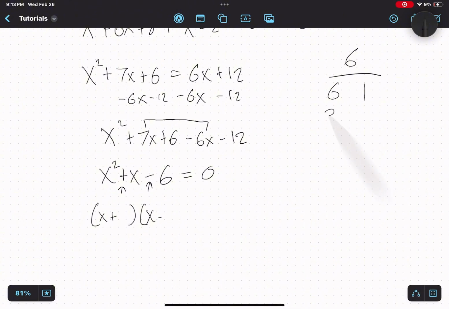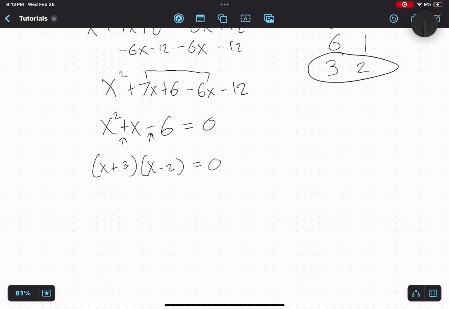So let's see. 6 and 1 multiplies to 6. It does not add to 1 or subtract to 1. 3 and 2 multiplies to 6, subtracts to 1. And the biggest factor gets the plus. So 3 will get the plus, and 2 will get the minus. So we will have x plus 3 and x minus 2. So here, we're going to solve for our x's now. You put both of them equal to 0. Add 2 on both sides, subtract 3 on both sides. Now x is equal to negative 3 and x is equal to 2.